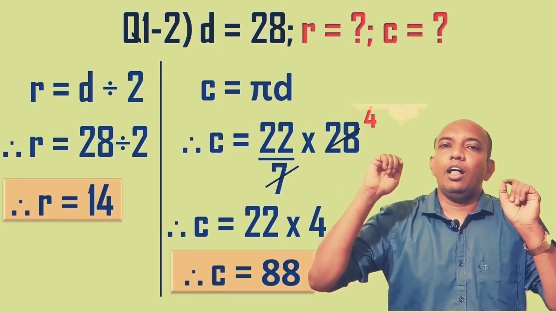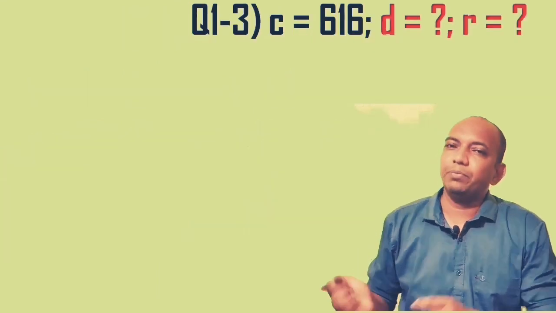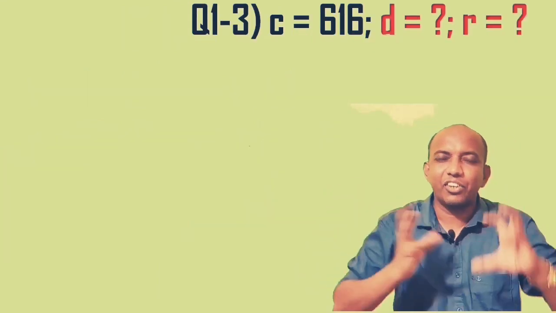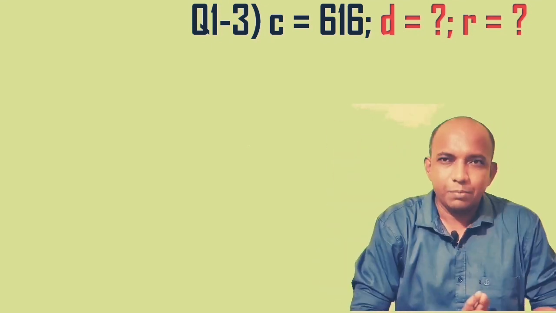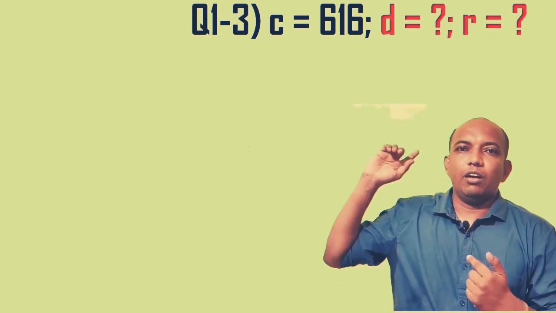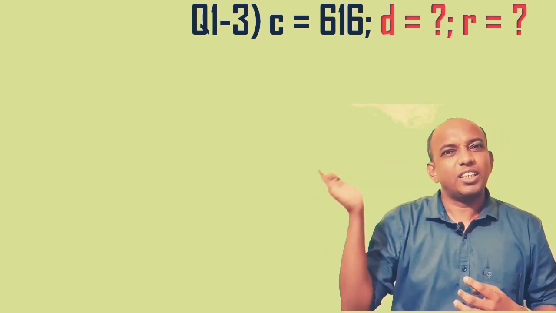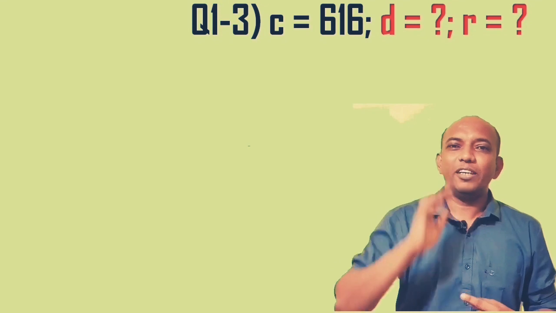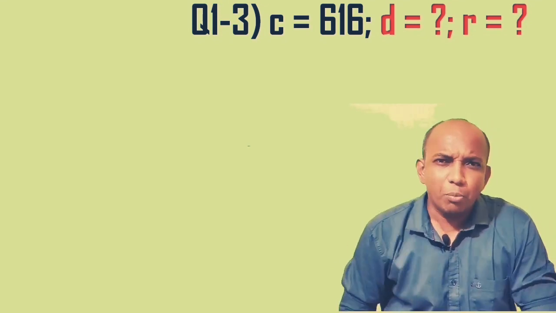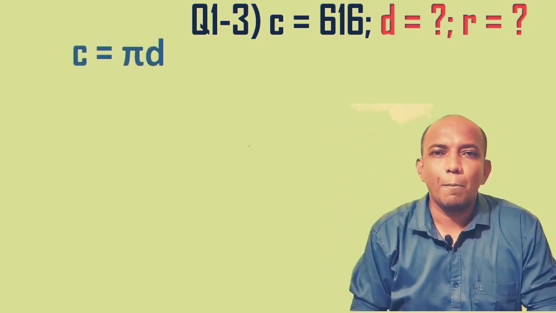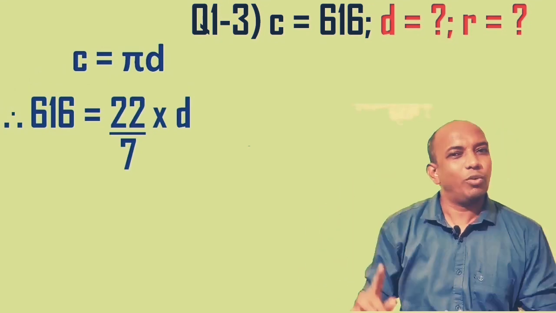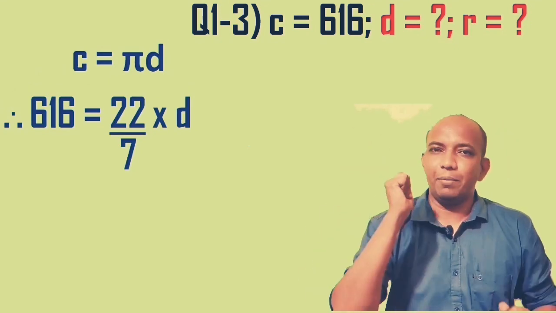Here we go with the third question of the table. The question is, circumference is given to me. This time, yes, it is a little tricky, 616, and diameter and the radius both I need to find. For this sum in which circumference is given, we will always find diameter first because it becomes very easy to find diameter. So proceed further with the formula. First of all, circumference equals pi d. Substitute the value, and that makes it 616 equals 22 upon 7 into diameter.